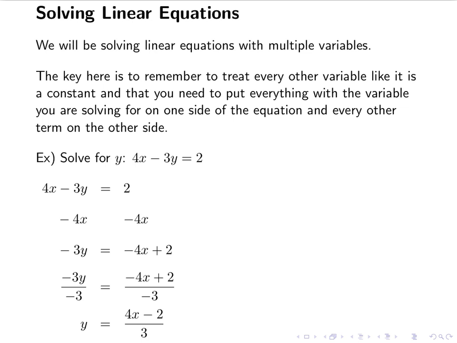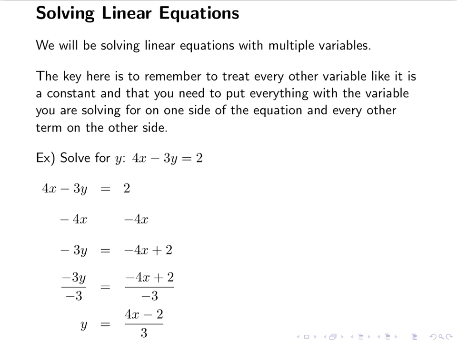So we end up with y equals negative 4x plus 2 over negative 3. So remember, we need to fully simplify it. We don't leave negatives in the denominator, so I don't want to leave a negative 3 in the denominator. I want to change the sign of everything so that it's 4x minus 2 over 3.